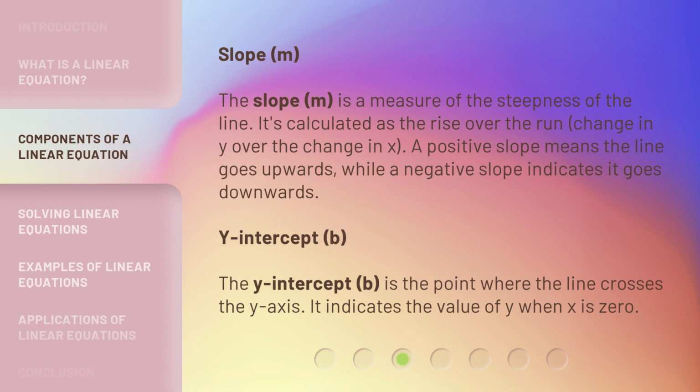Y-intercept b. The y-intercept b is the point where the line crosses the y-axis. It indicates the value of y when x is 0.